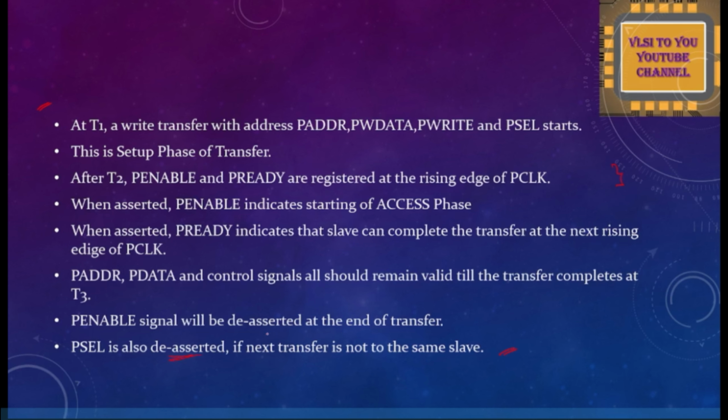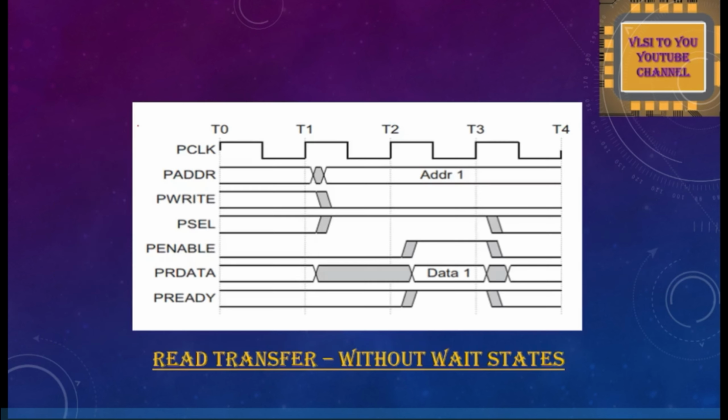And here the technical words like assertion and deassertion mean values going from 0 to 1. Here 0 means they are deasserted, 1 means they are asserted. Assertion and deassertion mean values changing from 0 to 1 and 1 to 0, they are called assertion and deassertion signals. So this is how the transfer is going to take place for write transfer.